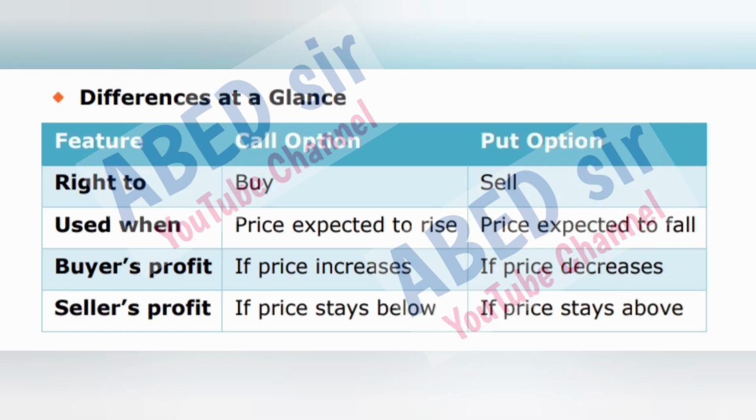Differences at a glance. Feature: call option, put option. Right to buy, sell. Used when price expected to rise, price expected to fall. Buyer's profit if price increases, if price decreases. Seller's profit if price stays below, if price stays above.